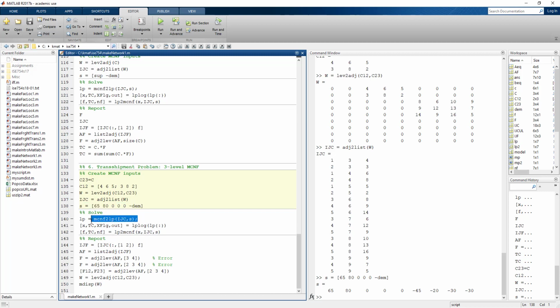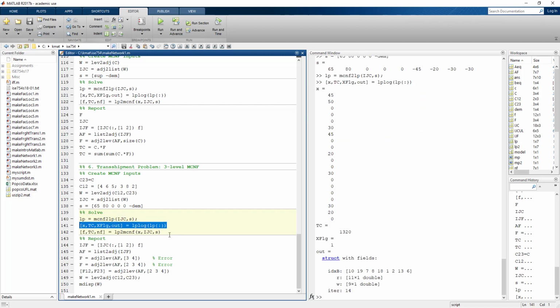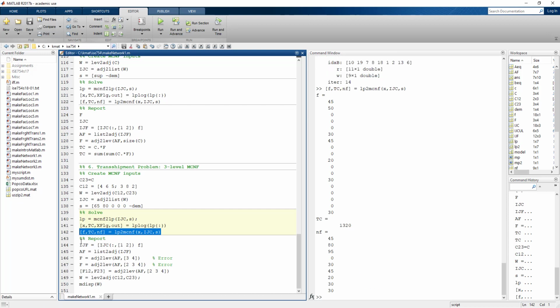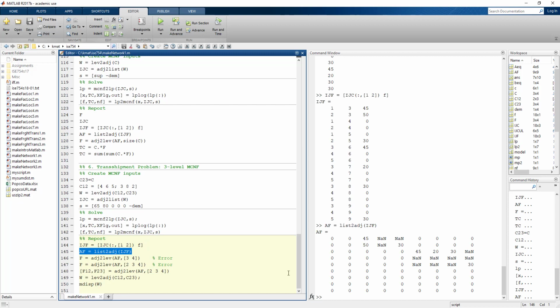So that's our net node supply vector. We can then convert that into the arguments needed to solve as an LP. We can solve as an LP, convert it back into the min-cost network flow problem elements. And then finally, for the report level, we can do just like we did before, create an arc flow representation. And then this is an adjacency matrix corresponding to this.